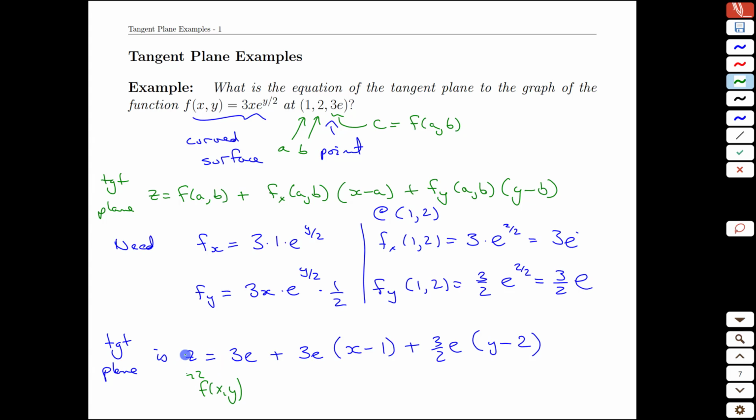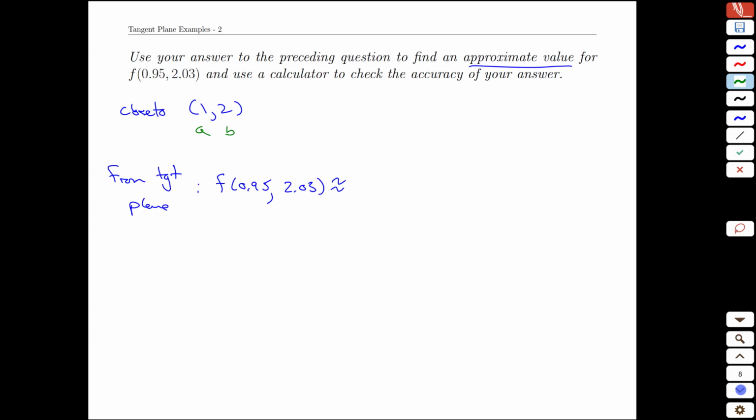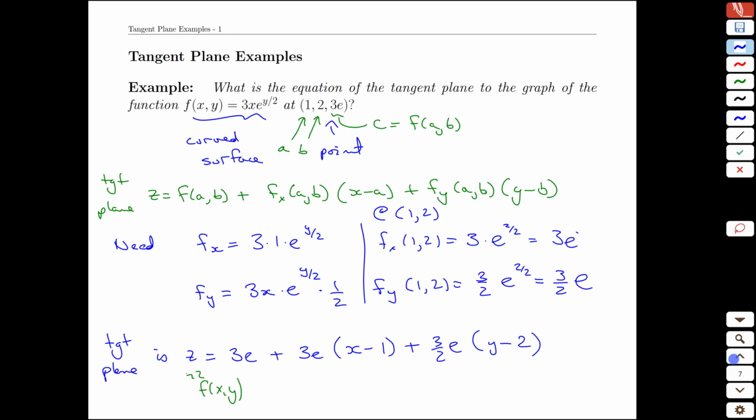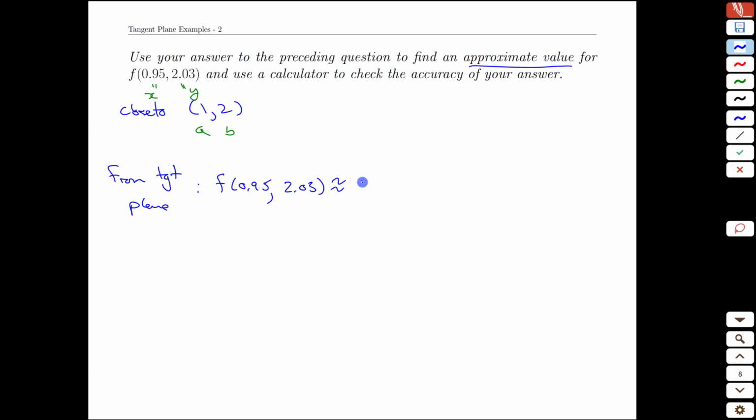This is the exact tangent plane, and this is the curved surface that'll be nearby. If we do that, we simply sub in the values. Here we have our x is 0.95 and our y is 2.03. The ingredients we had from the last page: 3e plus 3e, there's our x, 3 halves e, and there's our y. So 3e, and then our x value, minus 1.